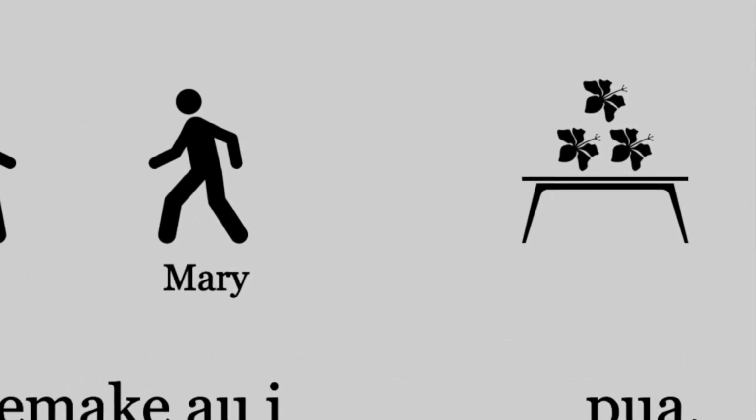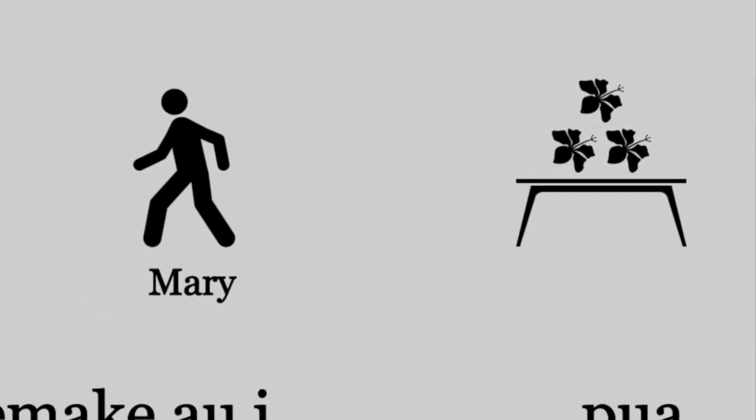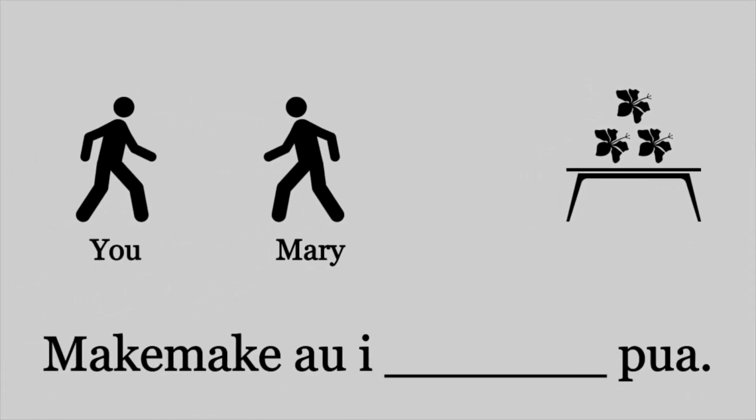Wow, now there are 3 flowers over on that table across the room from you two. You tell Mary, Makemake au I ke la mo pua. Because they're far from you and Mary, and there's more than one.